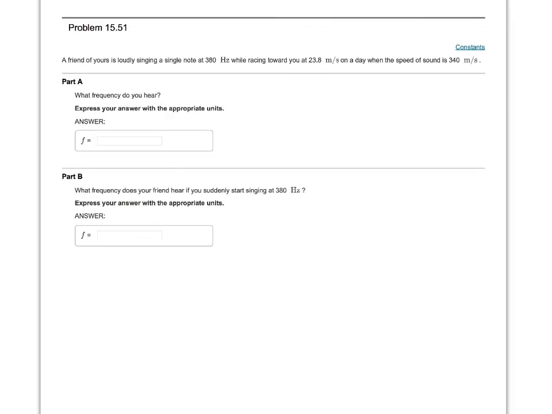So for this problem here, we have a friend that is singing a note of 380 hertz while racing towards you at 23.8 meters per second on a day when the speed of sound is 340. So we want to first figure out what frequency you hear, so we're going to set up our Doppler equation.